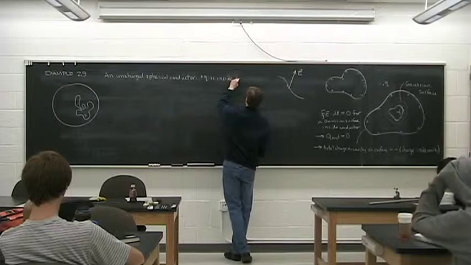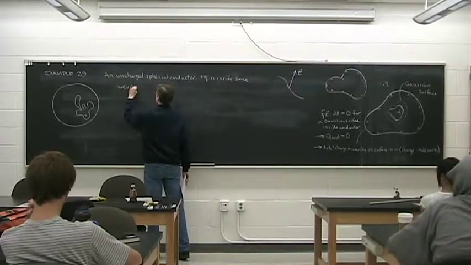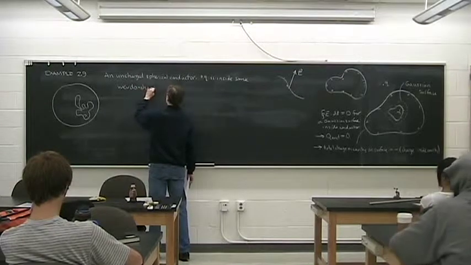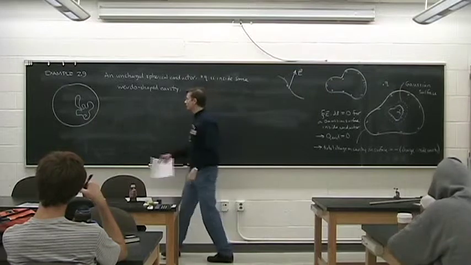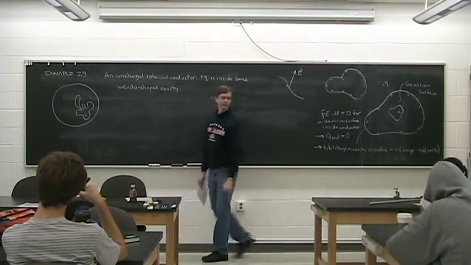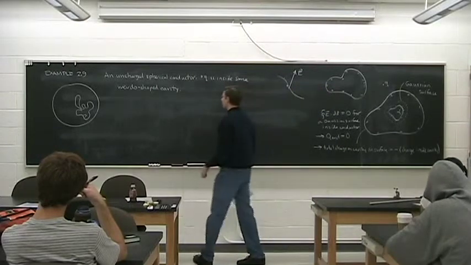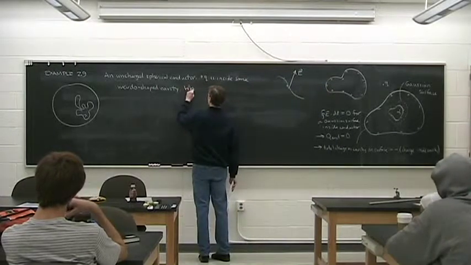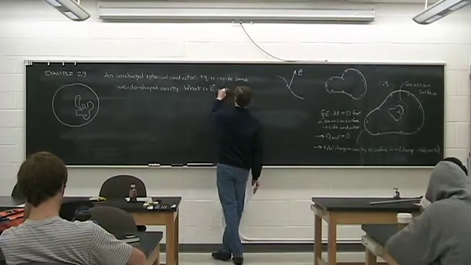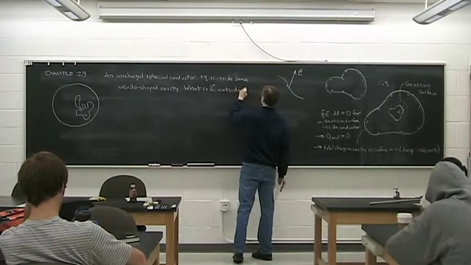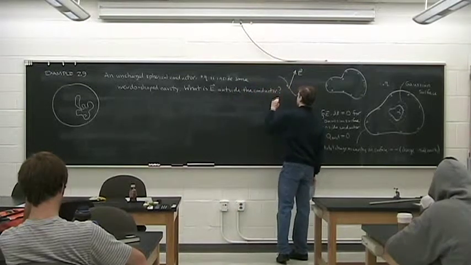Plus Q is inside some weirdo-shaped cavity. I guess that's not quite accurate. I don't know of any weirdos who are actually shaped like that, but there's a cavity with a strange shape to it, some arbitrarily shaped cavity there. What is E outside the conductor? That's our question.